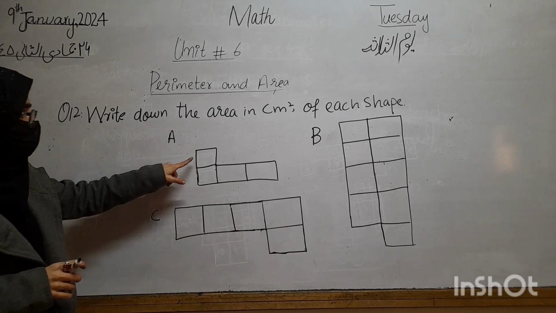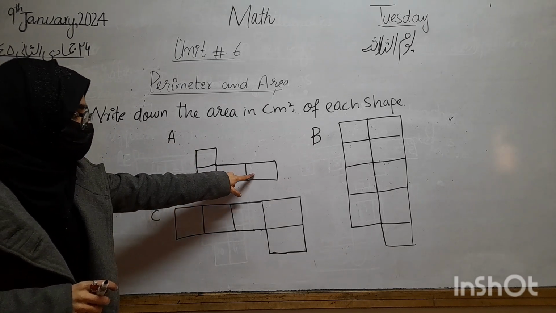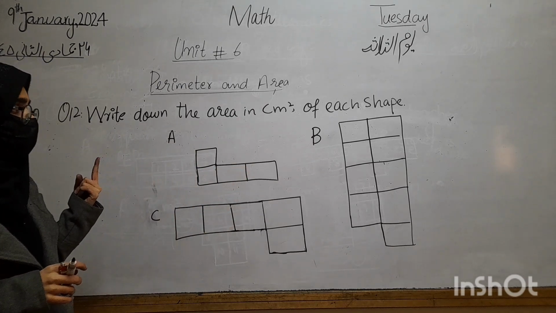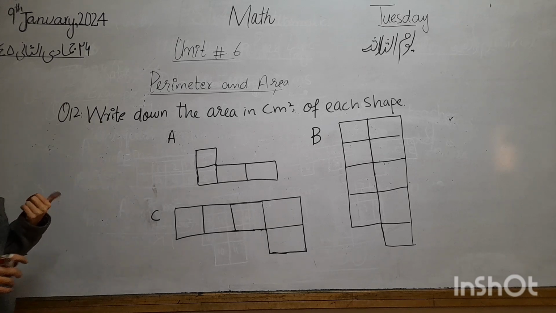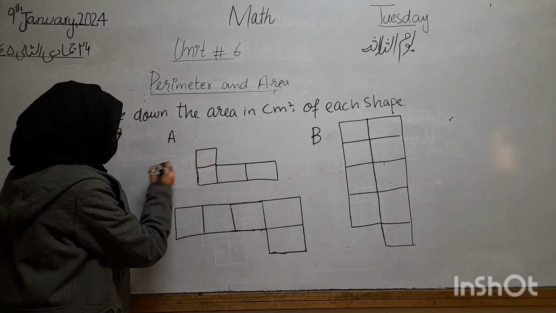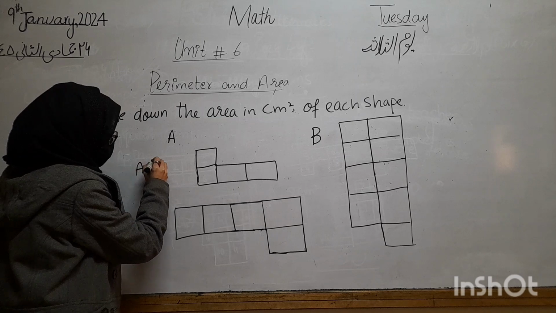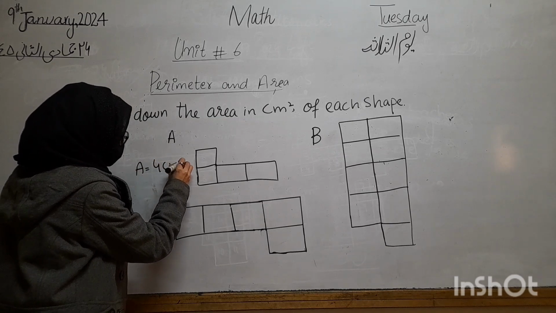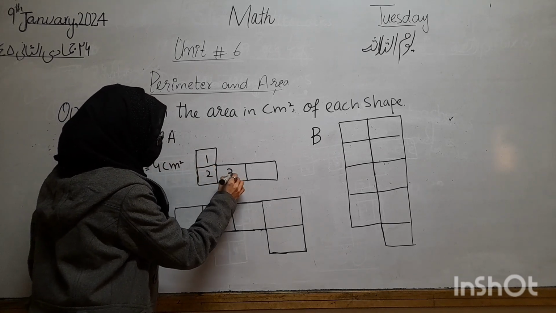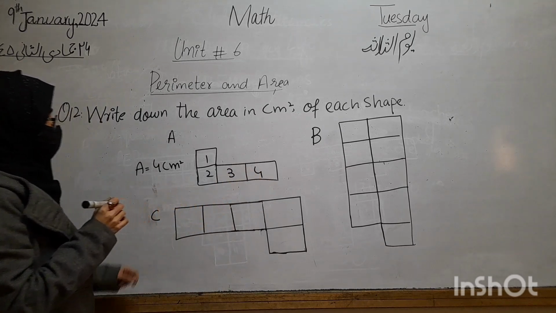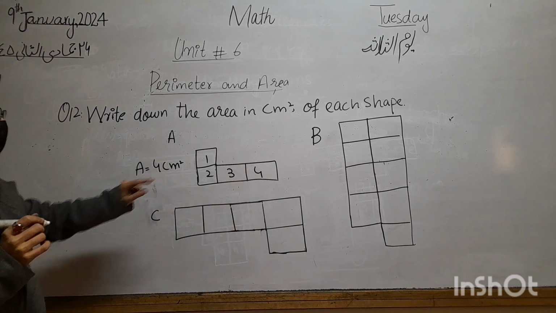In A, we have 1, 2, 3, 4 squares in one grid square. So what is the area of this? The area of this is 4 centimeter squares because we have 1, 2, 3 and 4 squares in this grid square.